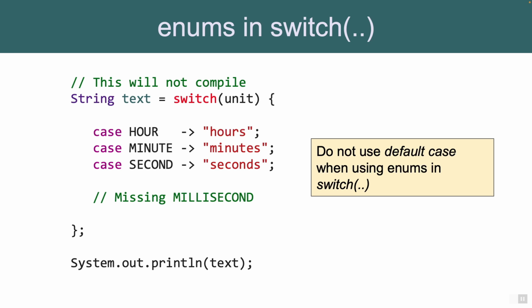And that is why when we use switch statements with enum, don't use the default. It's a good practice not to use the default case because that way, if you add a new enum constant, you're going to immediately get a compile error if you miss something. As usual, any problem at compile time is much, much better than the same problem happening at runtime.